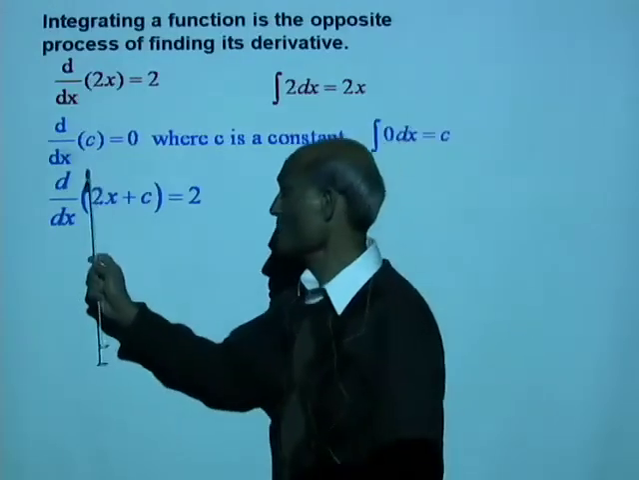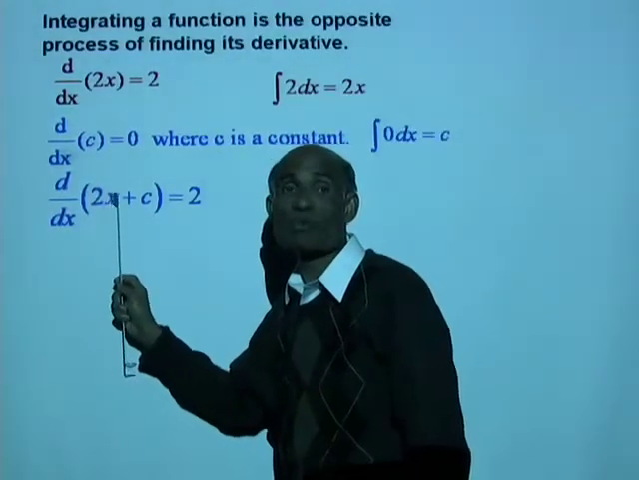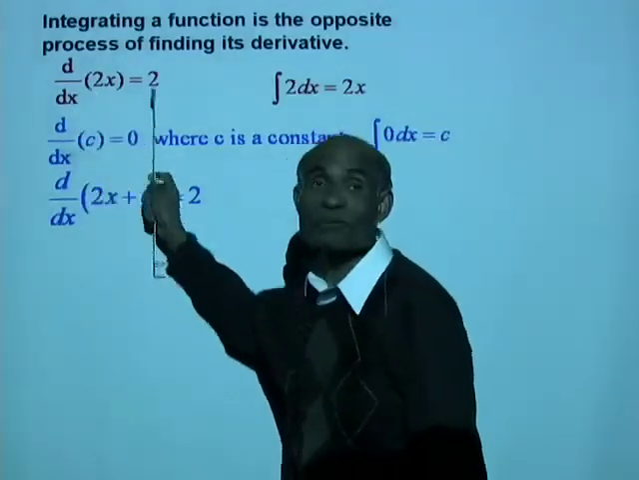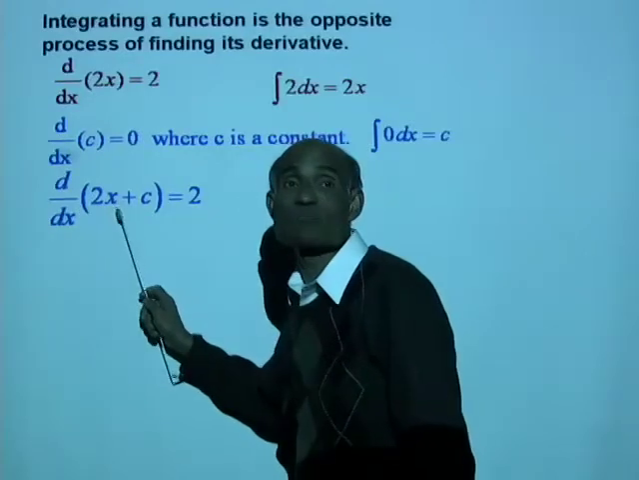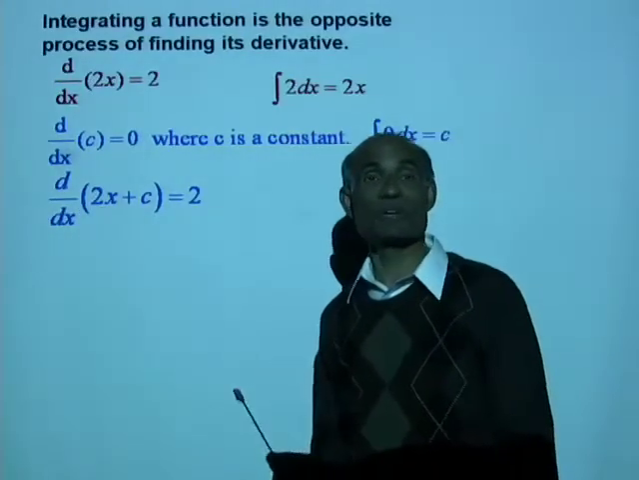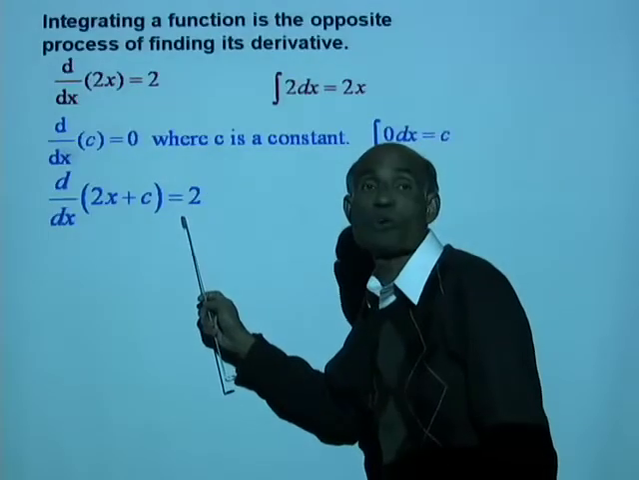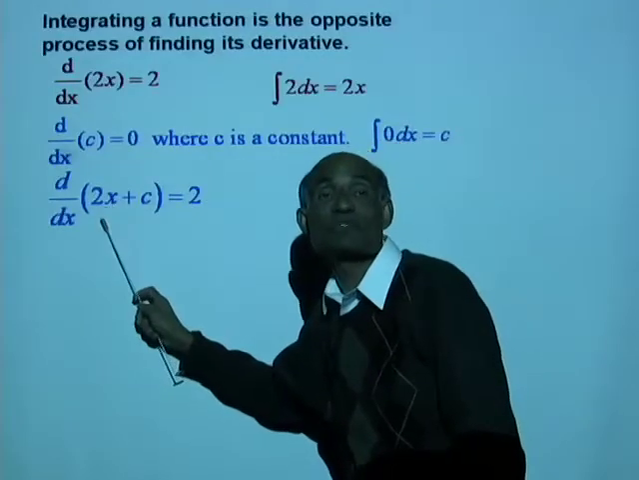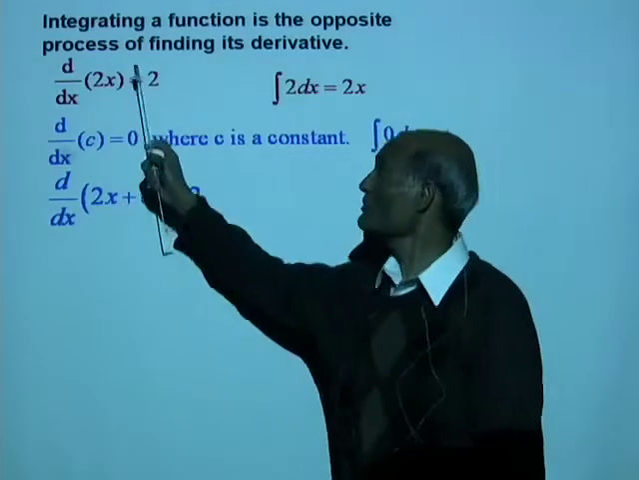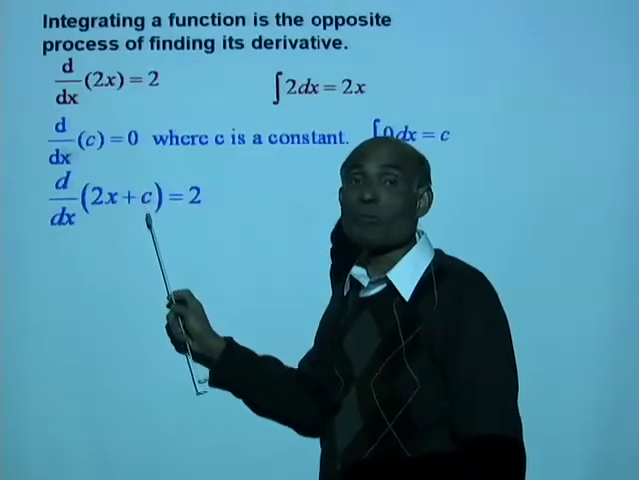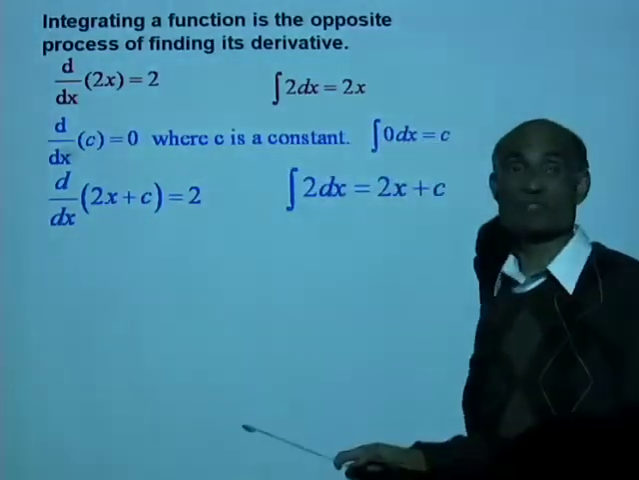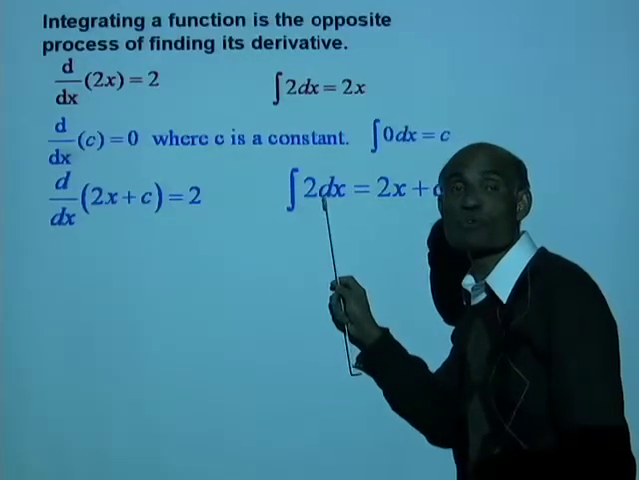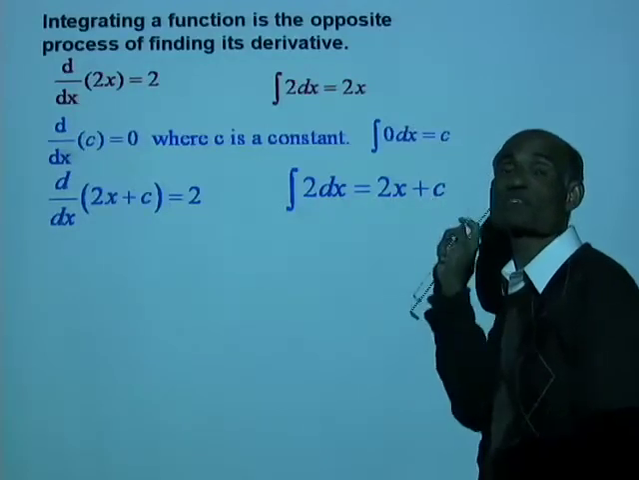That's right. So look at this. The derivative of 2x plus c is equal to 2. The derivative of 2x is equal to 2, the derivative of 2x plus c is also equal to 2. So if you integrate this 2, what should you get back? You must get 2x plus c. Now in this case that c is 0, but it may not be 0 in all cases, and therefore we will follow this rule. The integral of 2 dx is equal to 2x plus c.